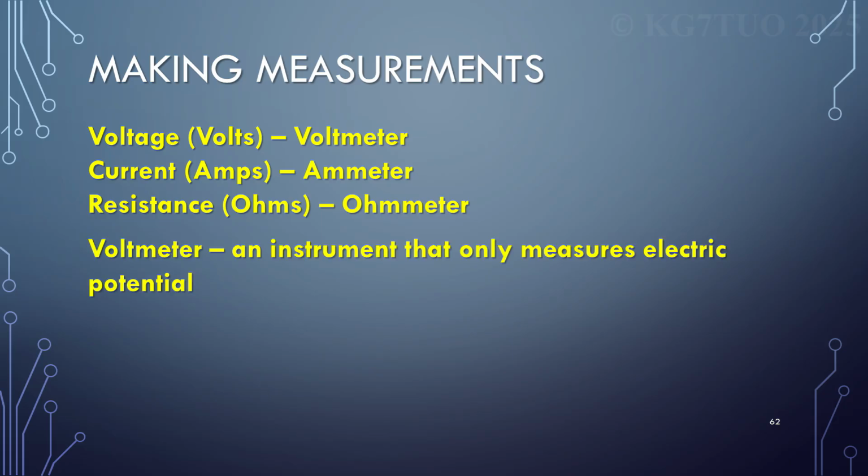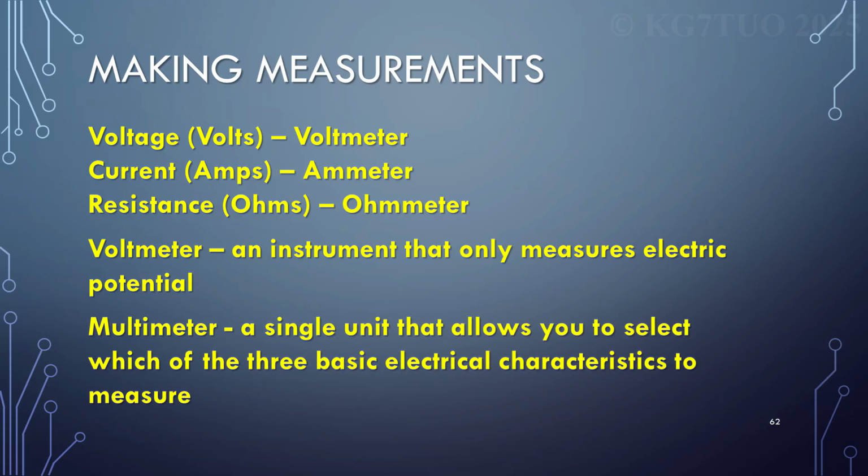A voltmeter is an instrument that only measures electric potential. Okay? So your battery's nominally 12 volts. You stick that on there, and if it says 12 volts, you need to charge your battery because that's discharged to 50% depth. It should be up around 13, but this will tell you. And that's only an indication of the health of your battery.